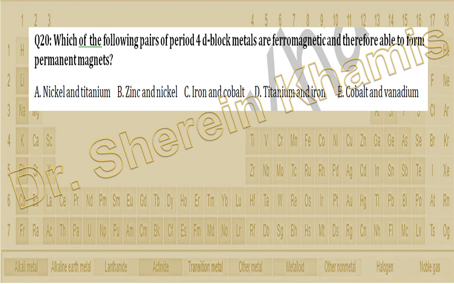What about ferromagnetic? The word ferro comes from ferrous, meaning iron, iron as an element. The choices are nickel and titanium, zinc and nickel, iron and cobalt, titanium and iron, cobalt and vanadium. I think it is clearly one of two choices. Ferromagnetic means depending on the presence of iron, so according to the statement we have iron and cobalt, or titanium and iron.